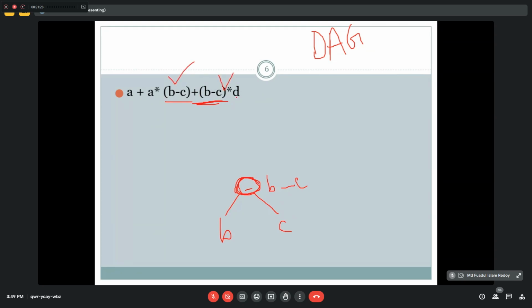Now there are two multiplications, so you need to perform the left multiplication first according to the associativity, that is A into B minus C, and this node indicates B minus C, that is A into B minus C. Is it? Are you agree with me?